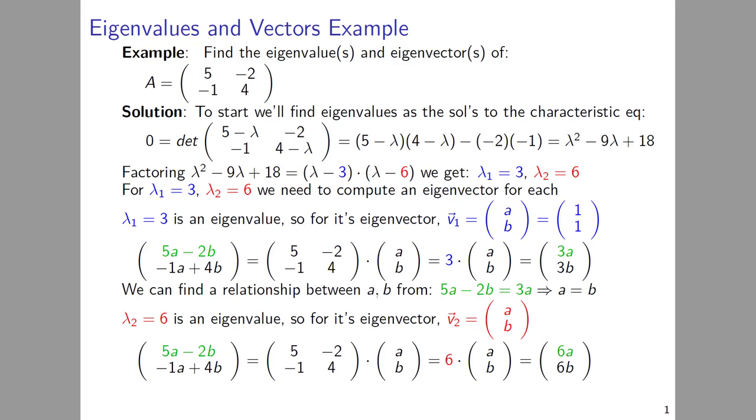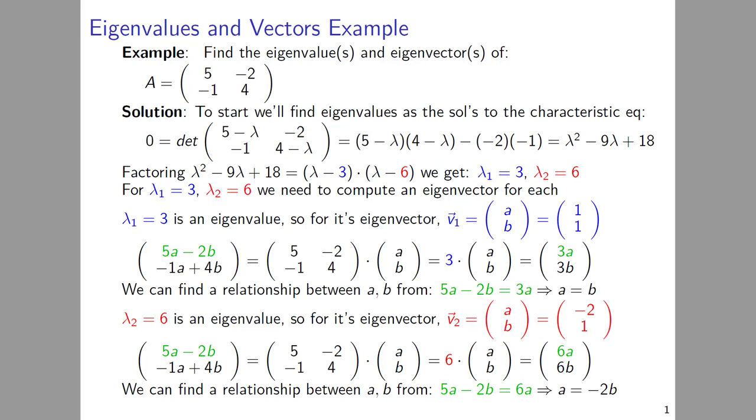And again, we can find a relationship between a and b by comparing the top entries. 5a minus 2b is equal to 6a. And from this relationship, we can subtract 5a from both sides to find that a must be equal to -2b. So we need to pick values of a and b that satisfy this condition. Picking b to be 1 will get that a is -2. So an eigenvector for the eigenvalue 6 is (-2, 1).